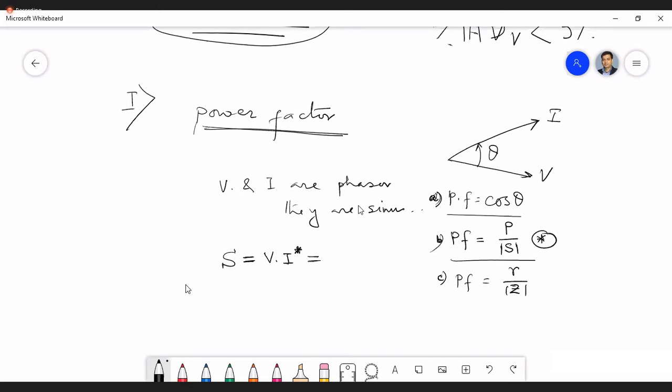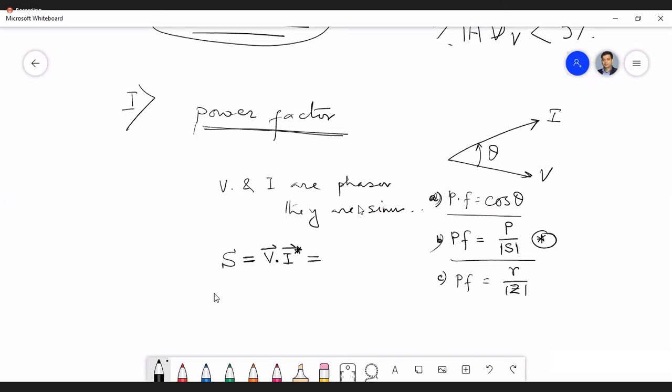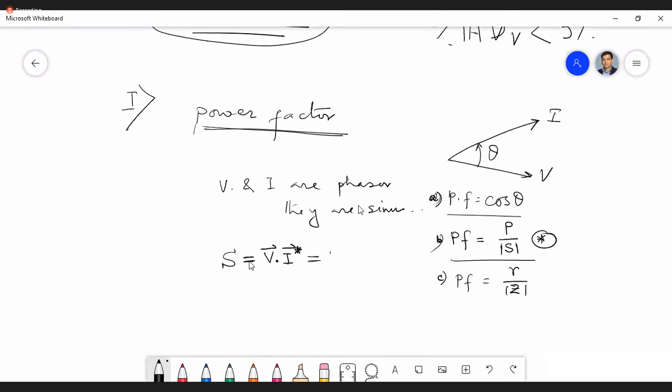So here we have assumed that, so it's basically a dot product, isn't it? And both these V and I are vectors. Okay, and what is then the apparent power? Is it a vector? No, it's a scalar. So it is a scalar quantity, but it is a complex quantity. Though it is a scalar quantity, it is a complex quantity.